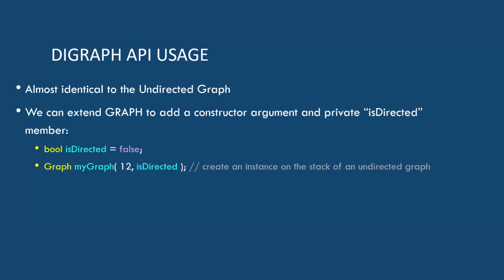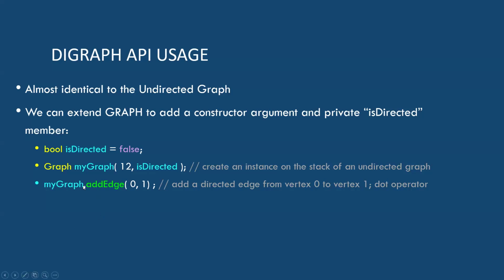By default, we probably were treating that as false. Now it's going to be true, it's directed. And when we add an edge, we'll no longer add both adjacencies. We're only going to add one adjacency now. And we'll look at this edge code here in just a second, but it's going to be a trivial change.